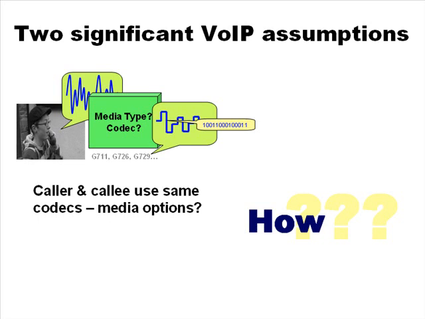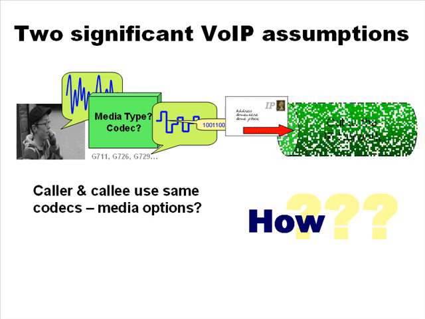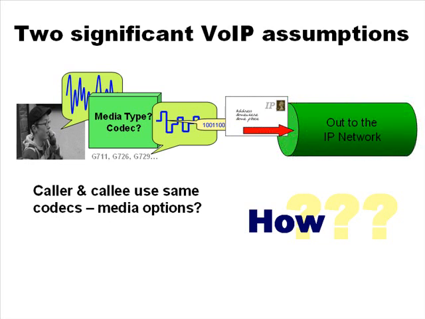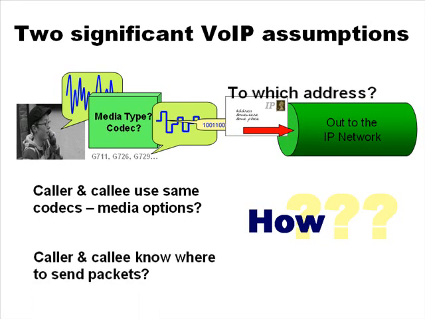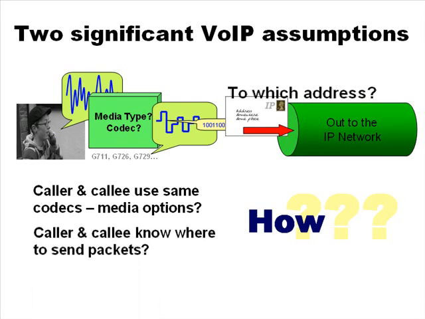Another thing, think for a moment about IP packets. How are IP packets addressed so they can be sent out to a specific location? Of course, they're addressed with IP addresses. Well, which IP address? How does the caller know the IP address of the callee in order to send those outgoing packets to the correct address?